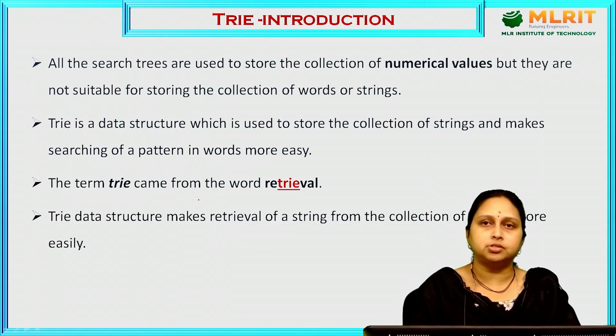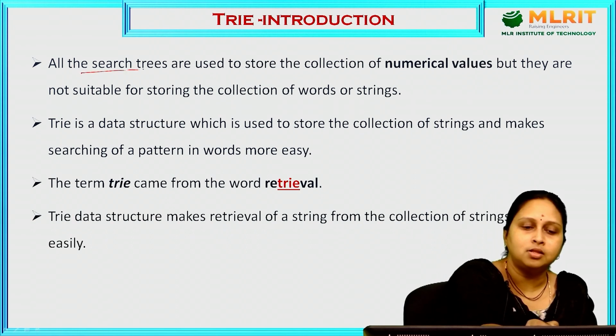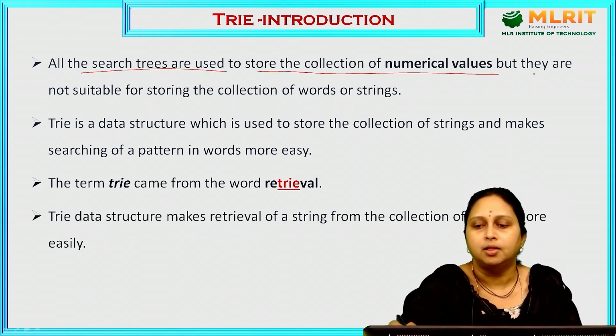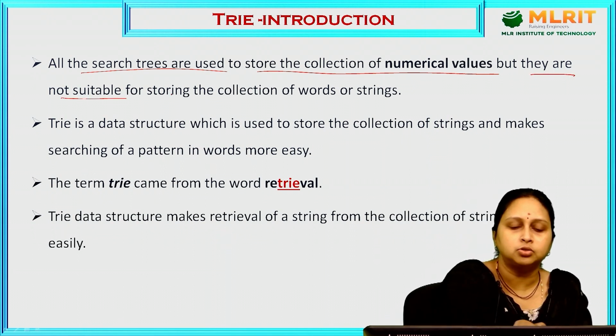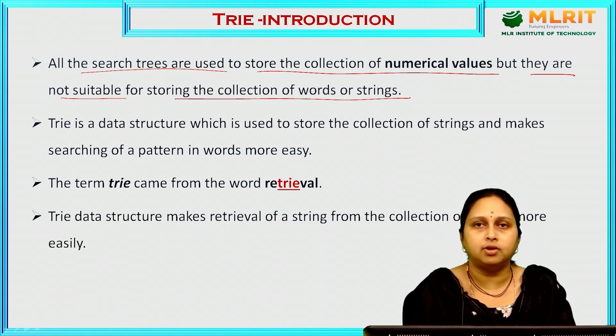Just to see the introduction part of TRIEs: up to now, whatever we have done in the searching trees, we worked only on collections of numerical values, right? All the search trees are used to store collections of numerical values, but they are not suitable for storing a collection of words or strings. For that, we have come up with a new concept called TRIE.